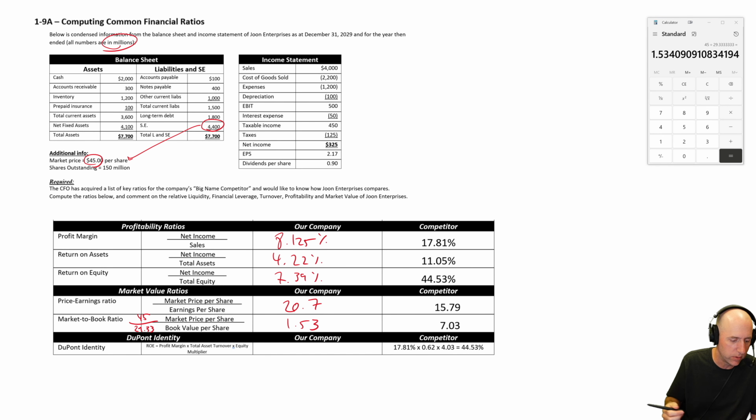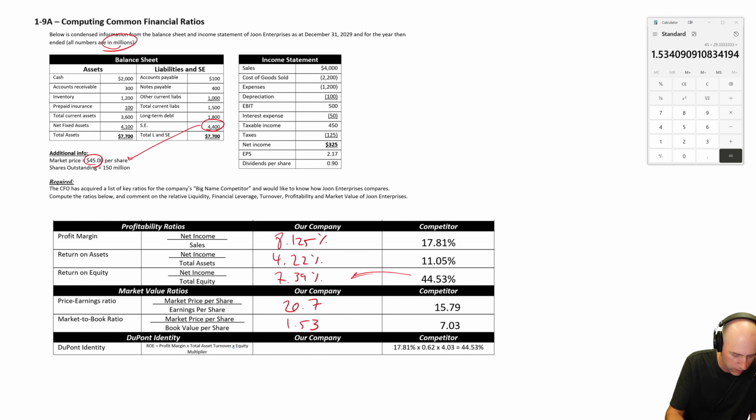Our book value is maybe higher than that of our competitor. Last one, and this is just trying to figure out why ROE is so different, right? It explains the difference in ROE and does it in a very nice way. So we take the pieces of ROE. This is called the DuPont identity. So let's take those pieces for us.